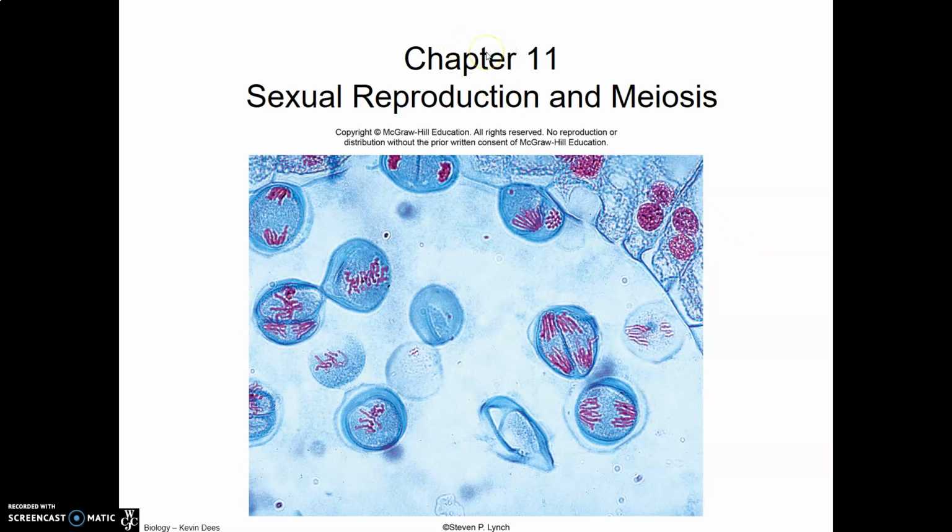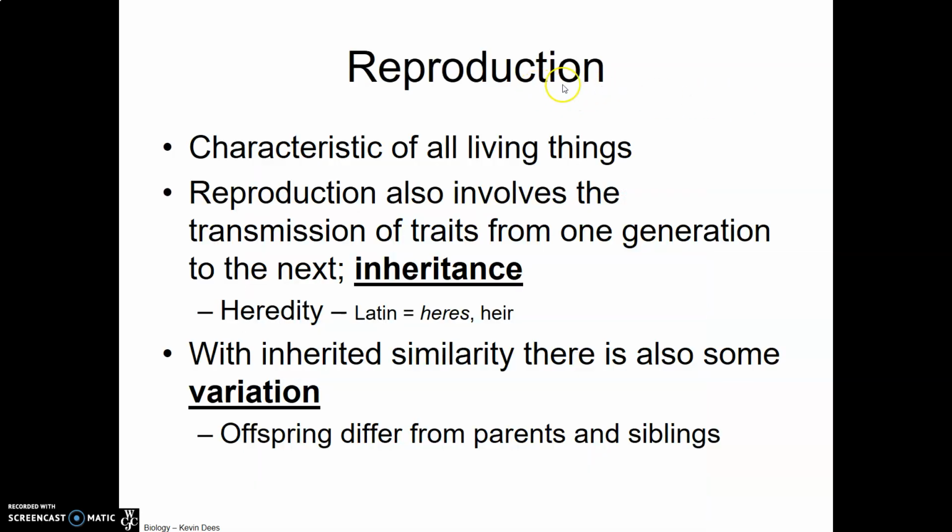As we begin Unit 4, we're going to start with Chapter 11, which includes sexual reproduction and meiosis. Recall that meiosis is a separate form of karyokinesis from mitosis, which we covered at the end of Unit 3. Now, a lot of this is going to be some background information that we've already covered, so I'm going to go pretty quickly through this.